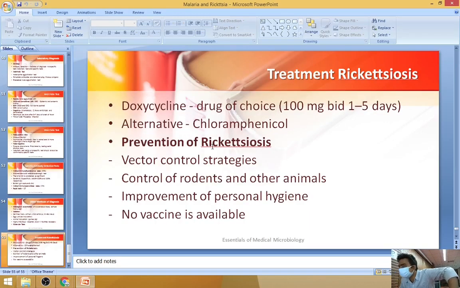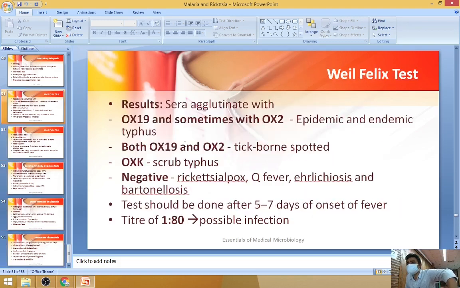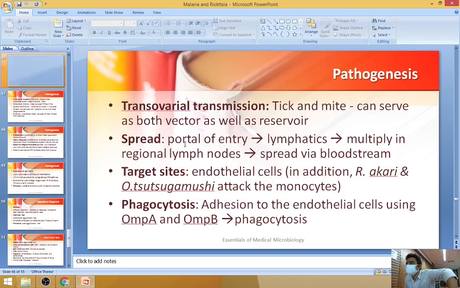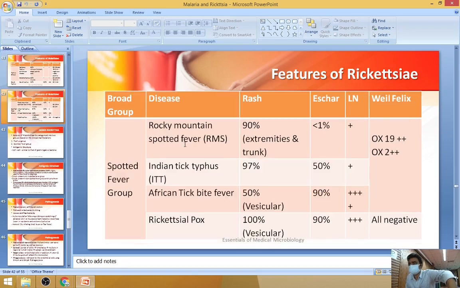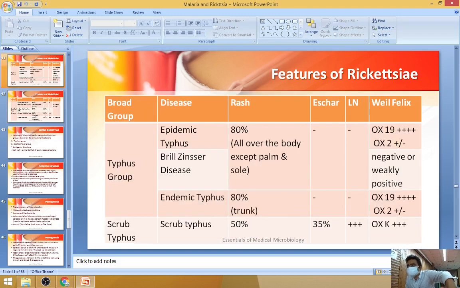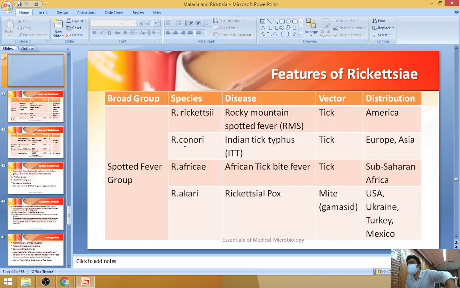Both the topics are important. Please take these slides and make small notes. The charts which are there, if you remember the chart, the rest of the thing will fall into place. For Rickettsia, if you remember this whole chart, the rest you can make up and write. So read this chart, keep reading, keep reading.